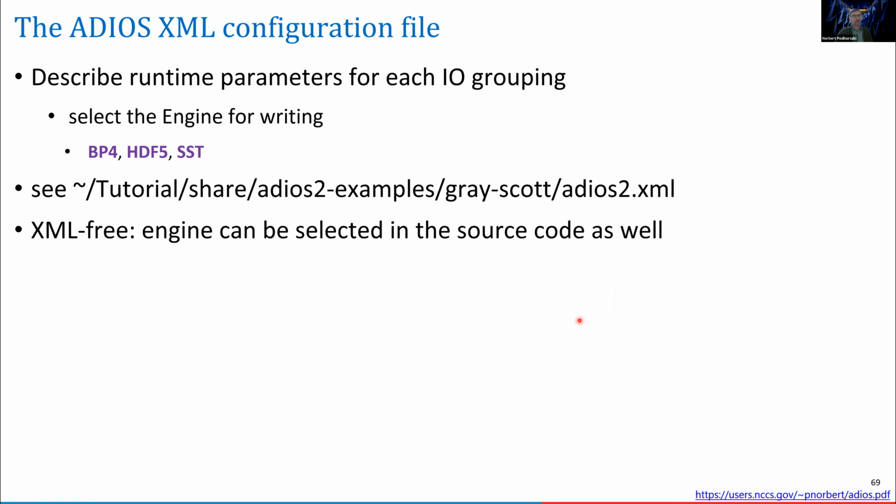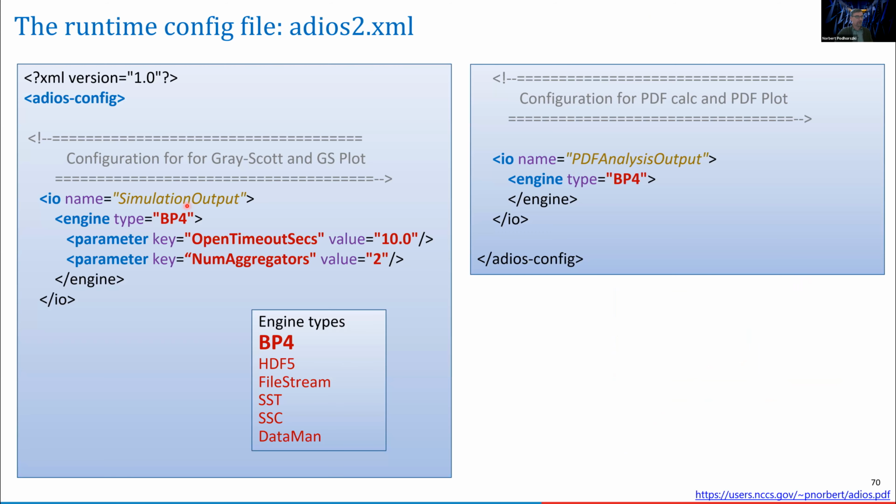Okay, so now if you have an XML file for configuration, all it takes is to change the engine type. In the Gray-Scott example, you will find the file looks like this. It has 2 I/O groups, simulation output and the PDF analysis output. The simulation output is used by Gray-Scott to produce the output data, and the default engine type is BP4. You can just call it file stream, and that will produce the same thing. And then it has some parameters.